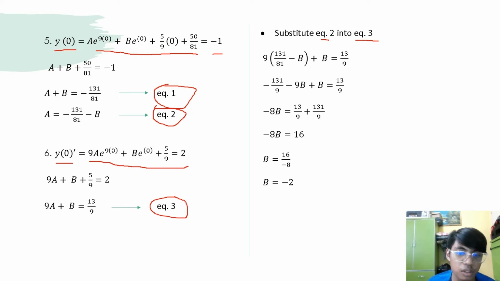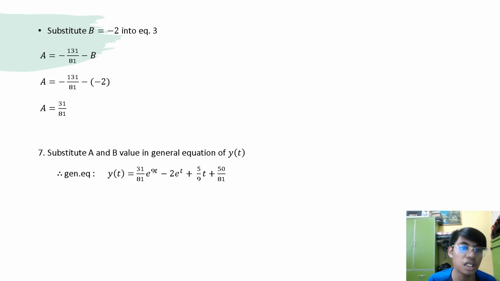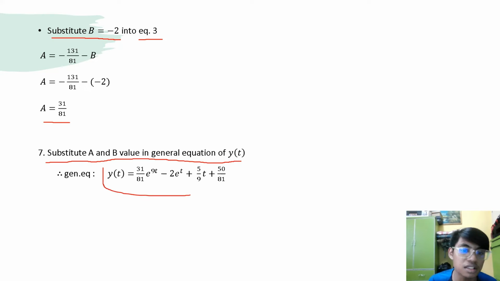the b value, which is negative 2. After that, we substitute the b value equal to -2 into equation 3 and get the a value equal to 31/81. And the last step, we need to substitute a and b values in the general equation of y(t). And then we get the final answer of the general equation, which is this equation.